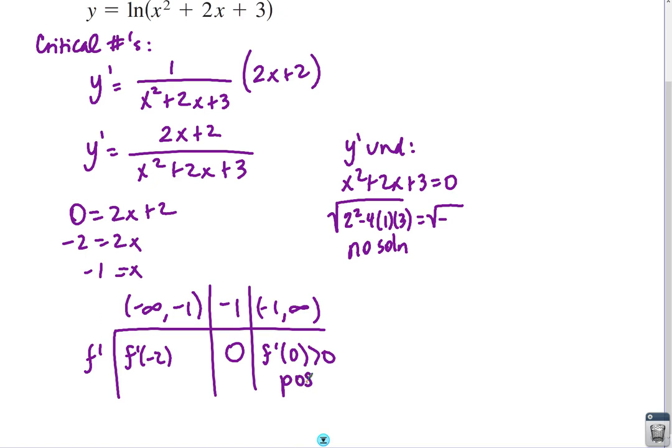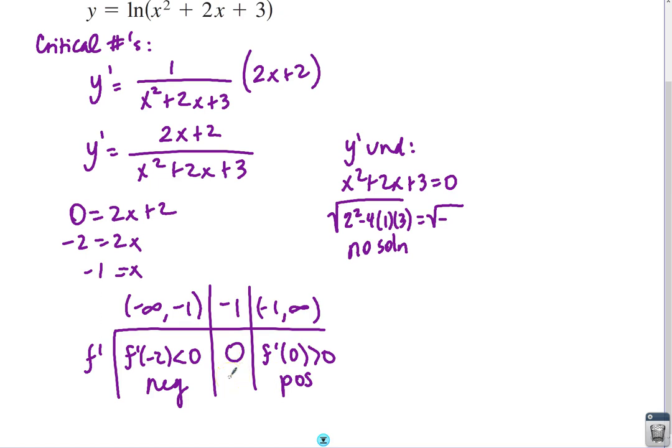Okay, and then if I plug in a negative 2 on this one, so 2 times negative 2 is negative 4 plus 2. So it's going to be a negative 2 up top. So I have a negative in the top, and then negative 2 squared is positive 4, but then plus 2 times negative 2. So that cancels out, plus 3, so that's a positive. So negative divided by positive is a negative. Okay, so my first derivative changes from negative to positive at x equals negative 1.